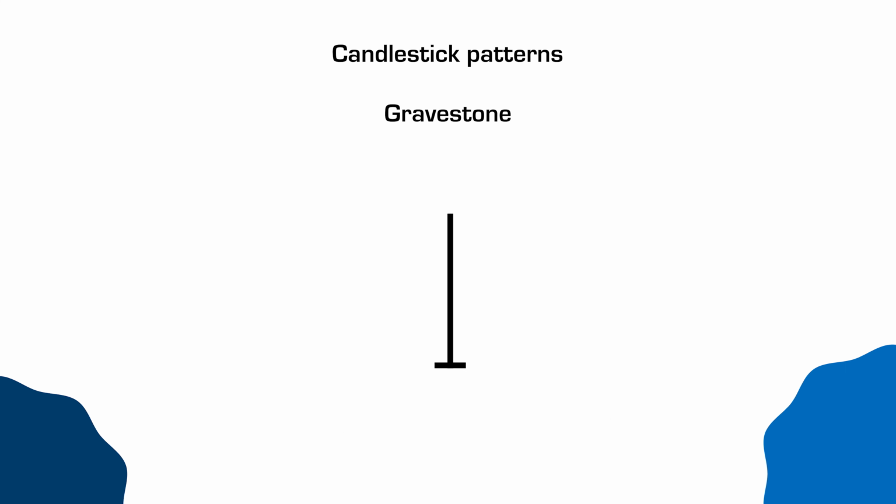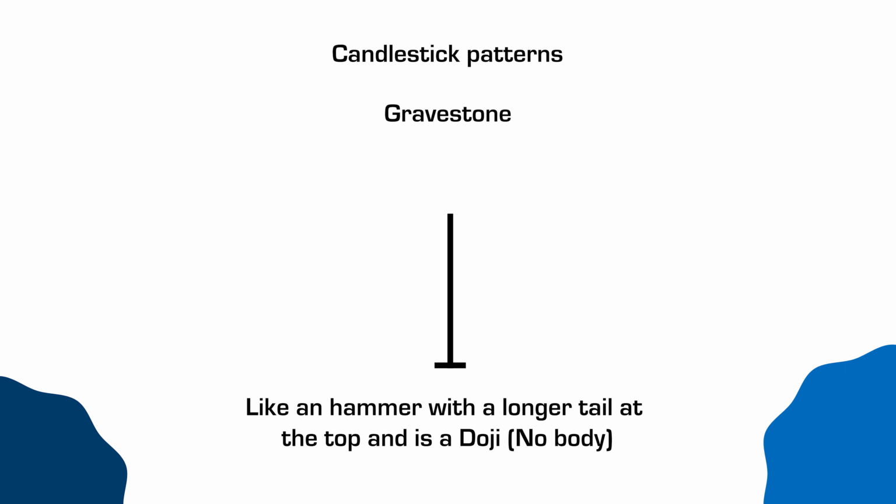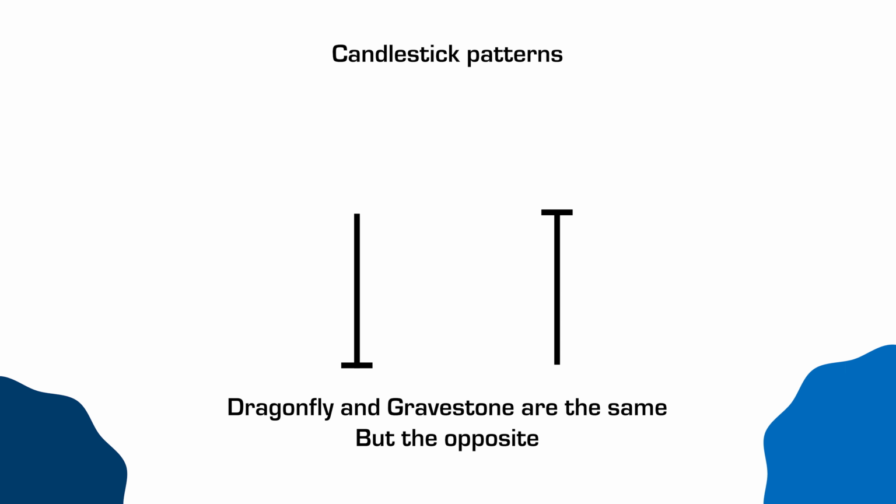Gravestone, similar to a hammer but with a long tail at the top and again, no body, indicating a sharp price increase followed by a drop back to the opening price, which indicates buyers were in charge, yet the sellers took control and pushed it back down. So basically, a dragonfly and a gravestone are the same patterns, just opposite.